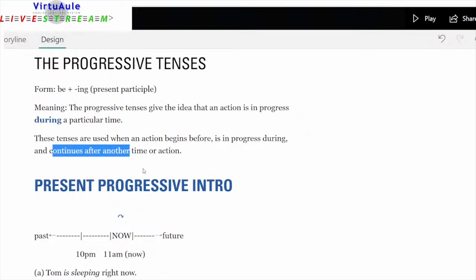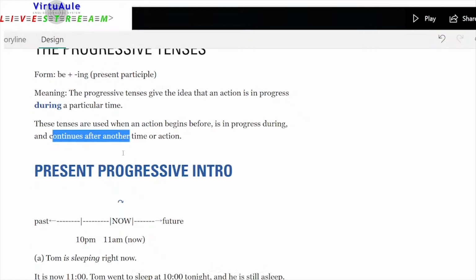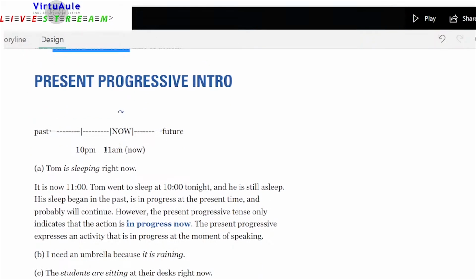Now, if I just talk about now, the action began before now, it's in progress now, and it will continue after now. So let's just look at that a little closer. In the present progressive, we have this little arrow. This shows the progression. Past, this is something happening at 10 o'clock, and this is now, and this is in the future.